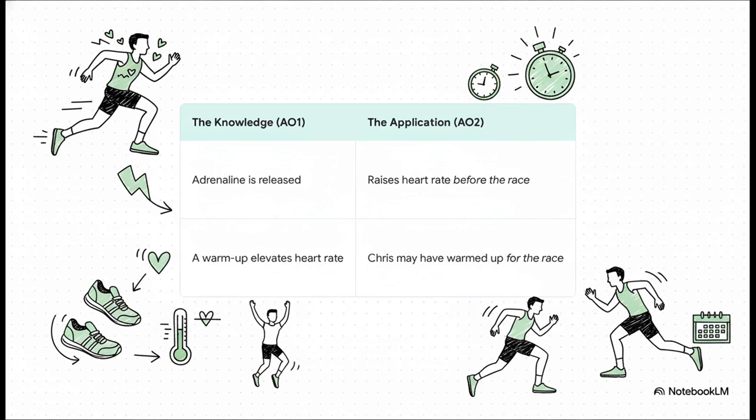Well, look, your first piece of knowledge, your AO1, is that adrenaline gets released when you anticipate exercise. The application, the AO2, is linking that to the scenario. This raises Chris's heart rate before the race even starts. 1 mark. For the second mark, your AO1 is that a warm-up raises heart rate. The AO2, that Chris would have warmed up specifically to prepare for this race. See the pattern? Knowledge, then application.